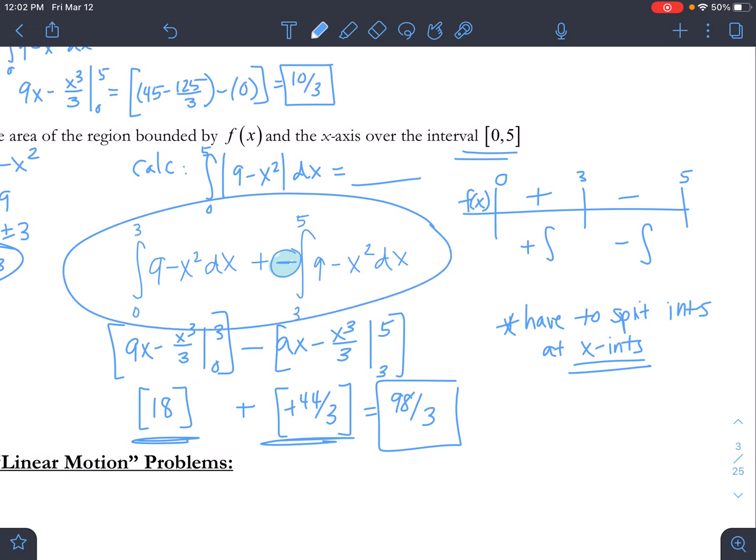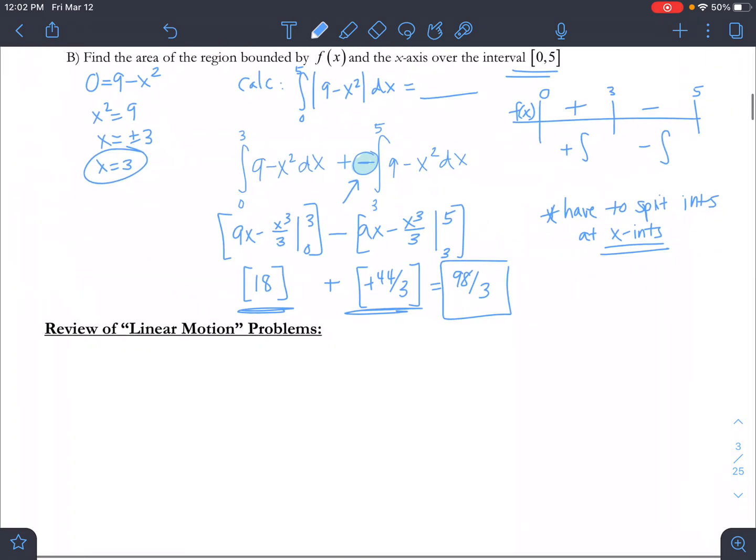You definitely have to do this step. Just kind of depends on how you want to split it up at the end. Typical recommendation, subtract any negative area to get that positive. Okay, so let's move on.